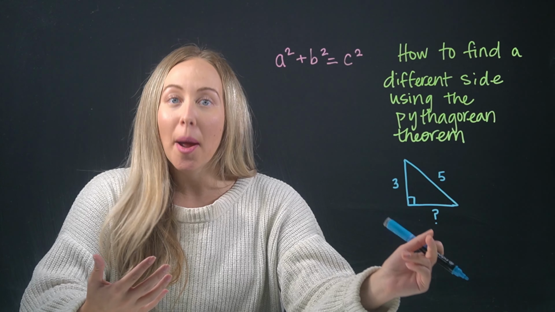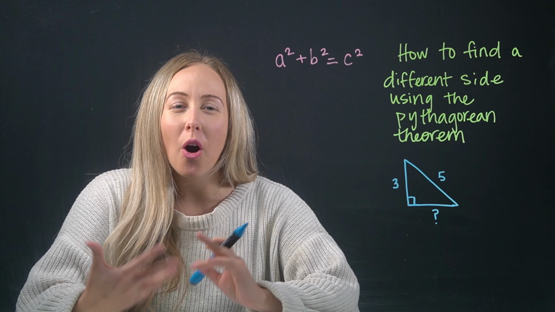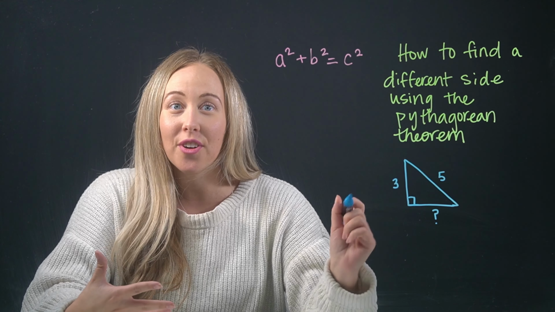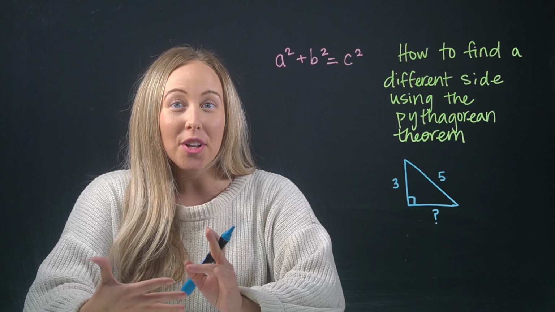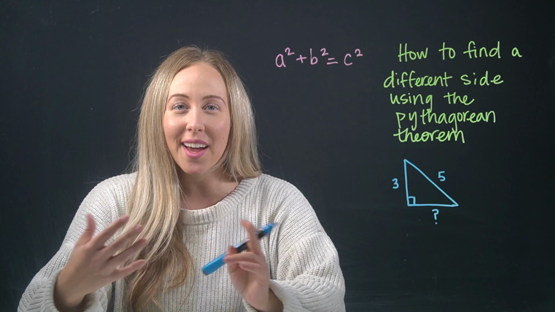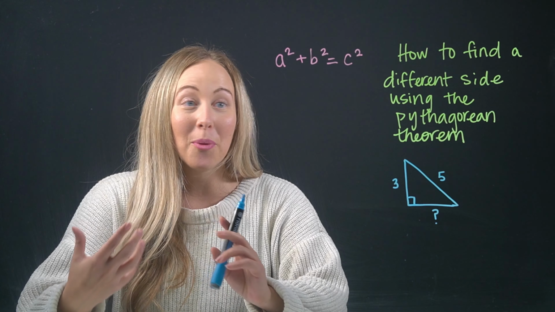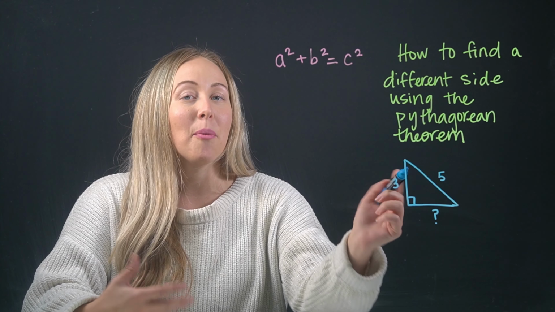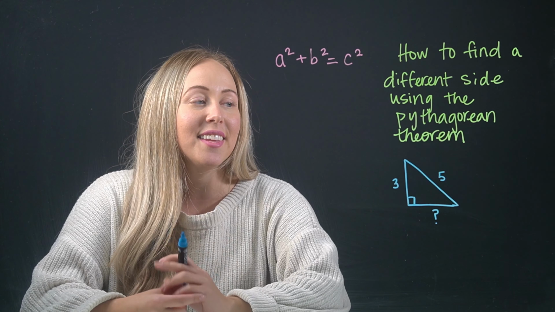In the last video I showed you how to use the Pythagorean Theorem to find the side length of the hypotenuse. But what if you already know the length of the hypotenuse and you're actually trying to find the length of a different side, and you still want to use the Pythagorean Theorem? In fact, the Pythagorean Theorem is the way to go if you need to find a different side length, whether it's the hypotenuse or a different side length here.